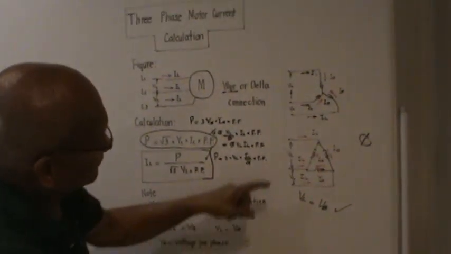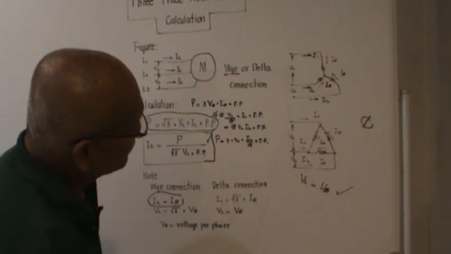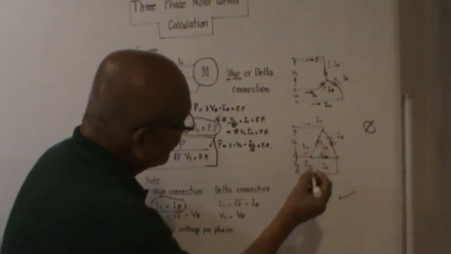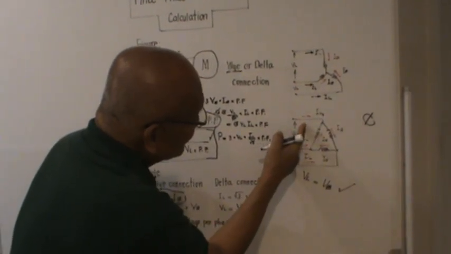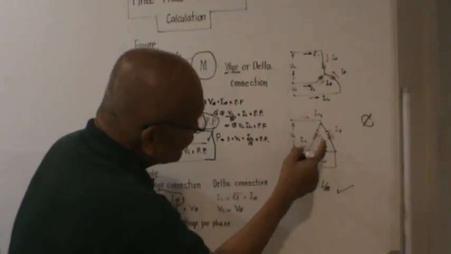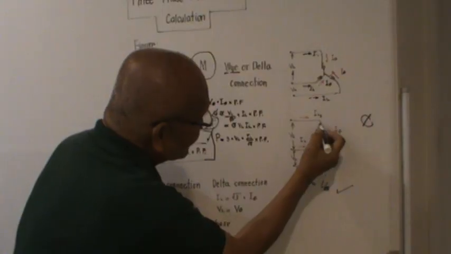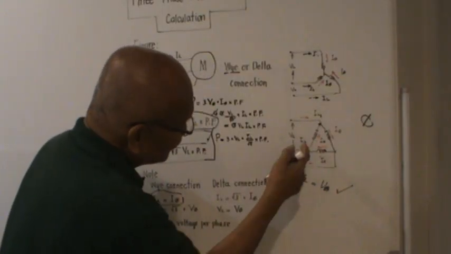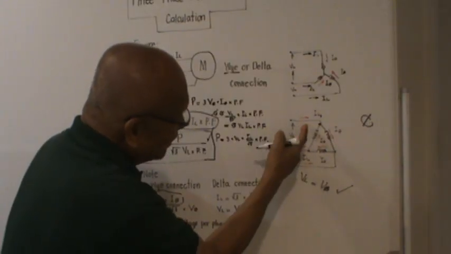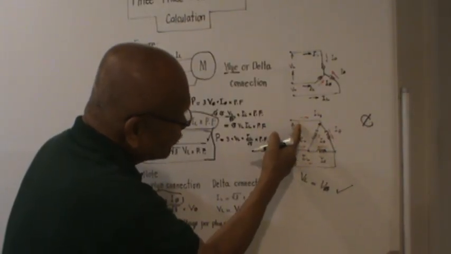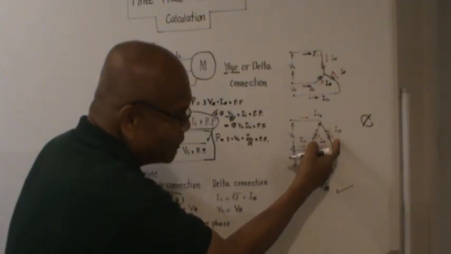For a delta connection, the line current is greater than the phase current because, considering line current number 1 here, it will be the summation of the currents coming out. Considering this junction, there are two currents going out, right? Going in, coming out. So this line current here is actually the vectorial sum of phase current number 1 and phase current number 2.